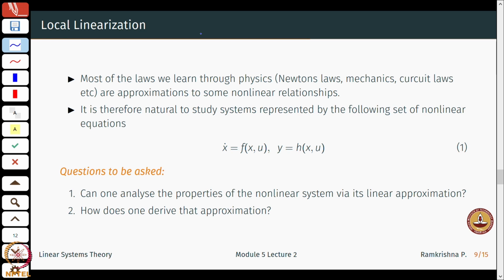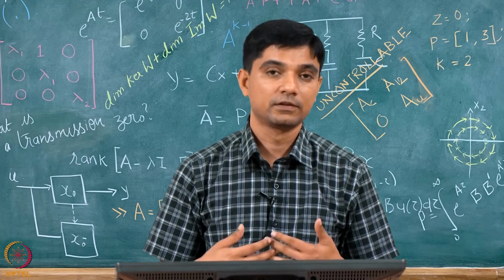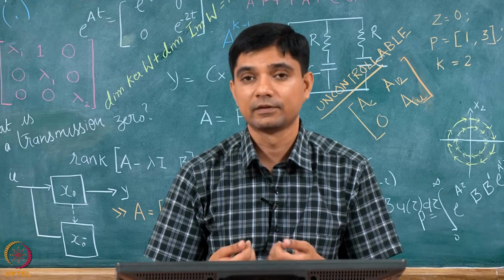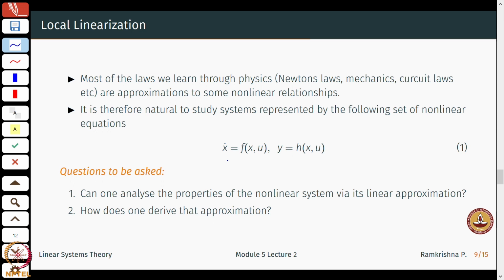Okay. So, what do we generally learn so far, when we start even with mechanics or circuits? Most laws we learn through physics, the Newton's laws, circuit laws and so on, are approximations of certain nonlinear relationships. In the week 1 first lecture, we saw how P equal to mV was restricted to a certain range only, and similarly with inductors and so on. So, a natural way to study systems is by the following set of equations: x dot is f of x, u and y is some h of x, u, where x is in some n dimensional state vector, u is some m dimensional input, y could be some p dimensional output.